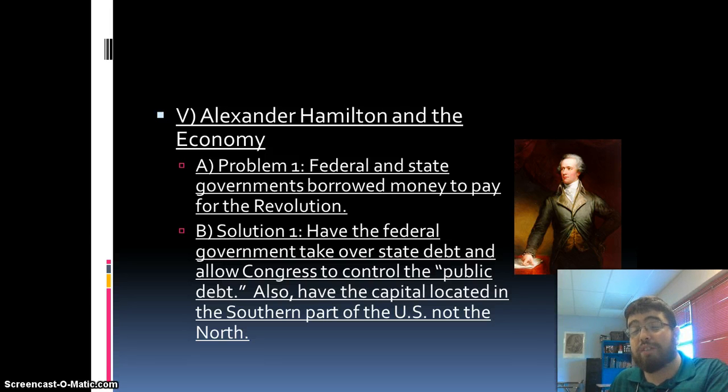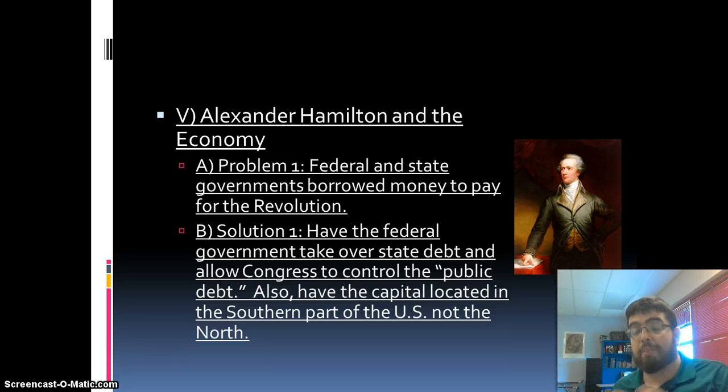And because most of the states like Virginia have already paid off their debt, part of this deal was that they allowed the national government or capital to be situated in a southern state, in particular Maryland.